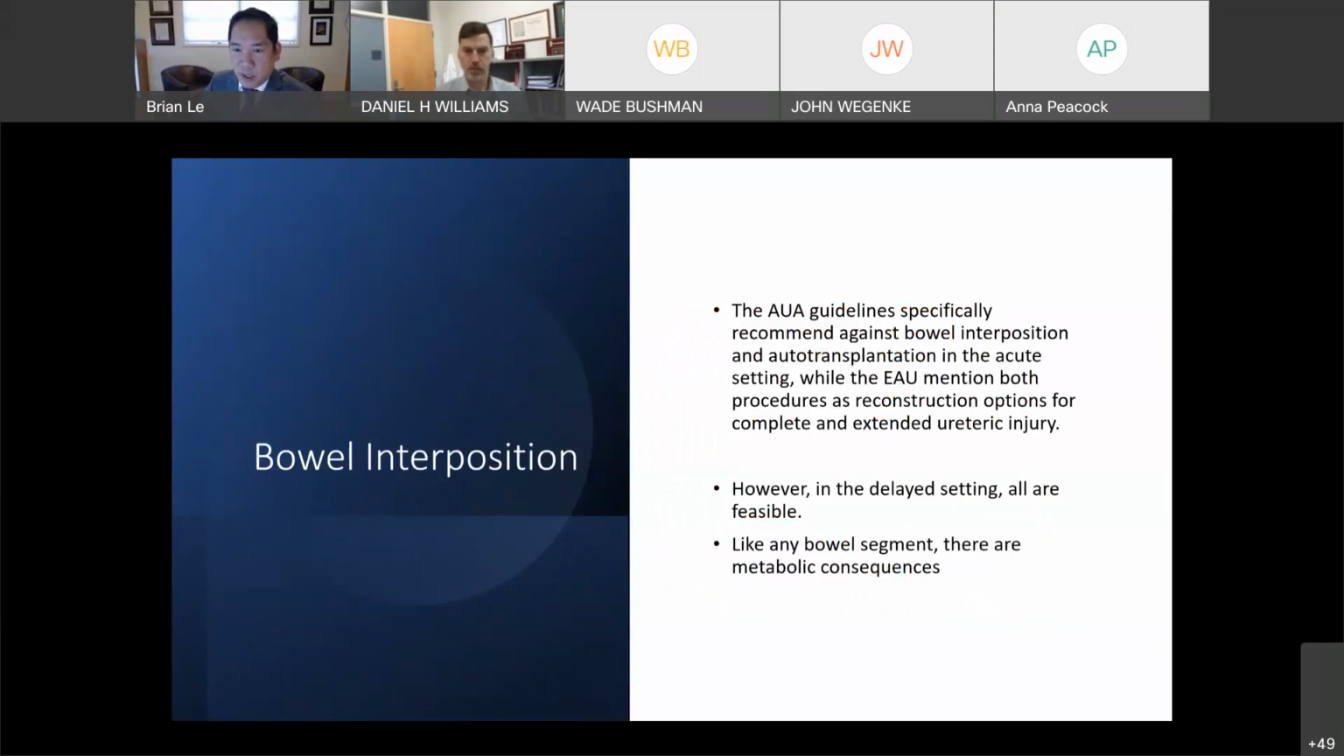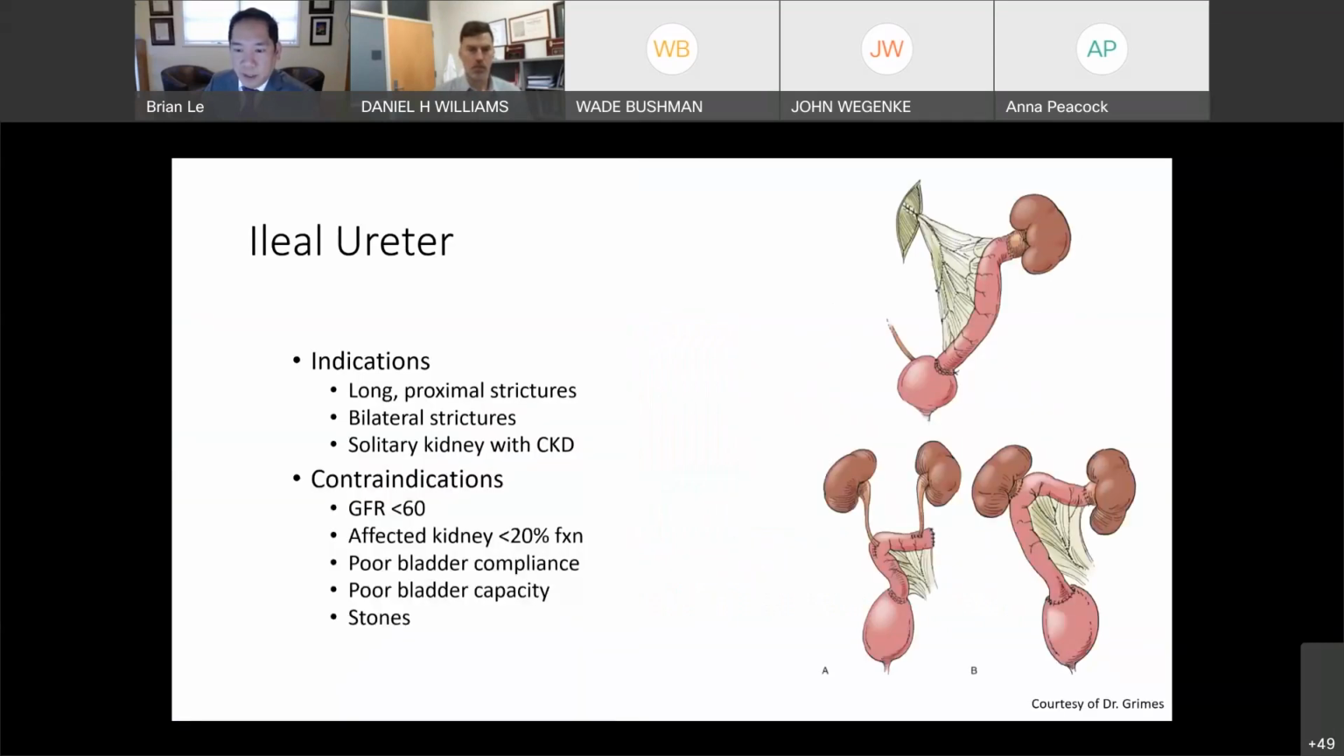Bowel interposition is recommended against, but autotransplantation in the acute setting or delayed setting are all feasible based on your choices. Remember that there are metabolic consequences to using bowel in the urinary tract. Ileal ureter is an option for long proximal strictures and bilateral strictures.